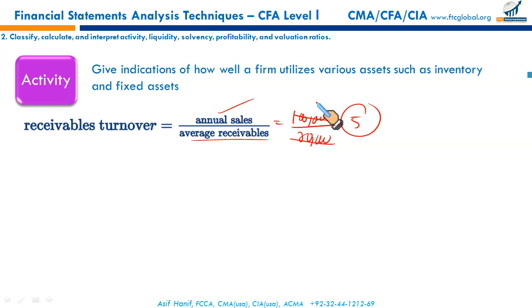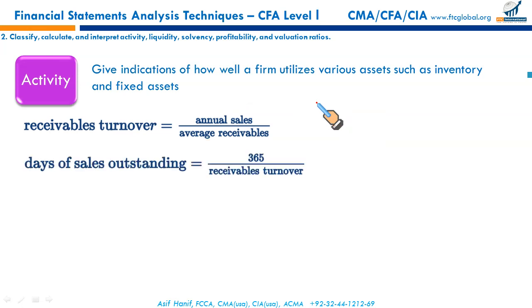Sometimes this ratio looks a little confusing. 5 times, what does that mean? I would like to calculate in days. After how many days do my average trade receivables pay me? For this, we have an alternative formula. We divide 365 by receivable turnover. Like we just calculated, it was 5. If you calculate this, it will give you after how many days your average customer pays you. I would prefer this formula.